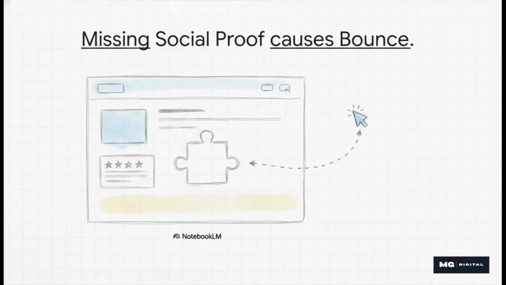Killer number 3, having zero social proof. We touched on trust signals a minute ago, but completely leaving out customer validation is a massive mistake. Reviews and testimonials are not just nice little optional add-ons. They are essential structural components of a landing page. If they aren't there, the visitor is just going to bounce.